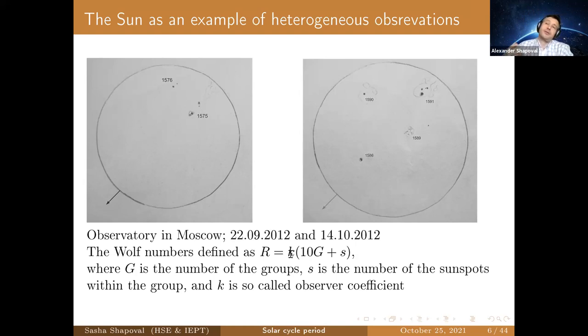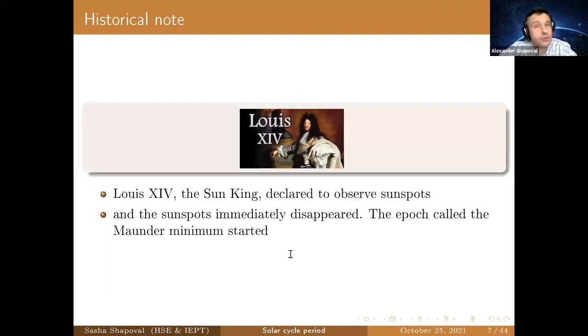By the way, the name, which was the Wolf numbers, changed, and now scientists refer to it as International Sunspot Numbers, ISSN. This notation will appear later. But now let me give a historical note.